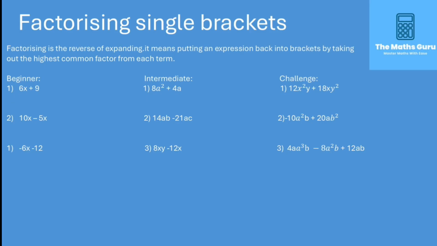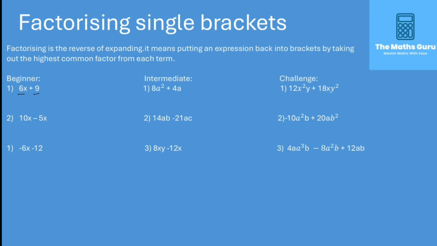Okay, here we're looking at factorizing single brackets, and as it says there, factorizing is the reverse of expanding. It's basically putting the expression back into brackets by taking out the highest common factor from each term. So the way you can attempt these beginner questions, where we're going to build foundational skills, we look at both numbers here and we say, okay, what's the highest common factor between 6 and 9?